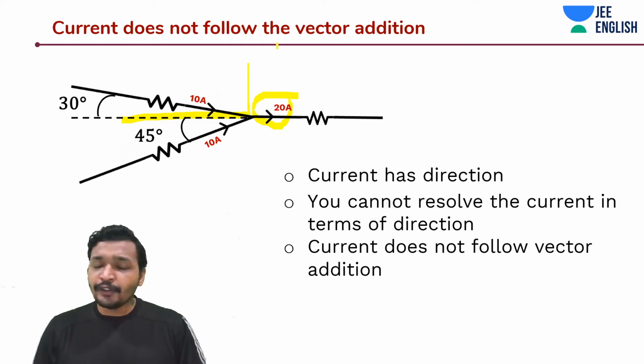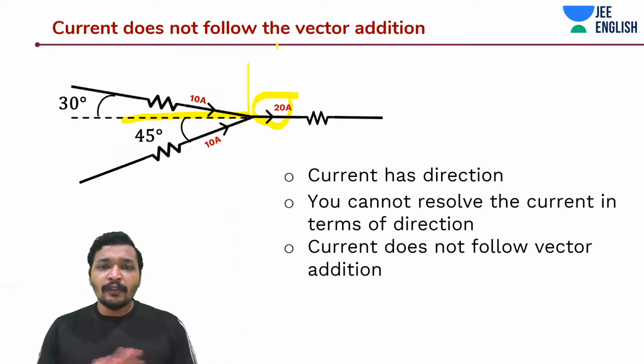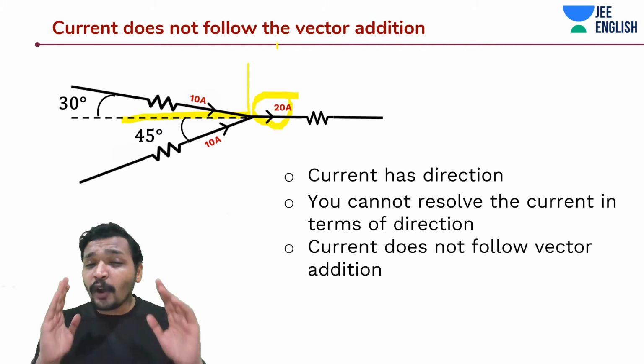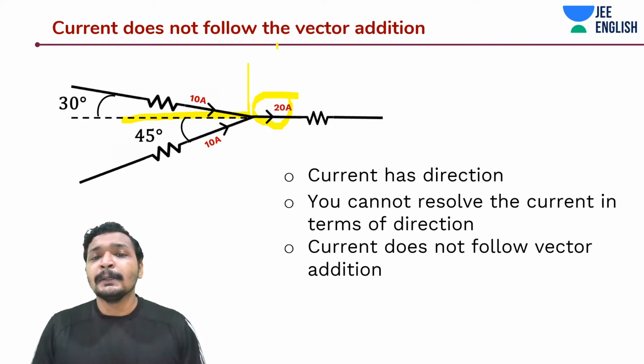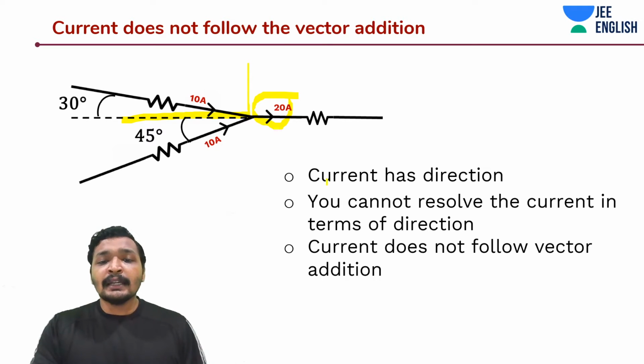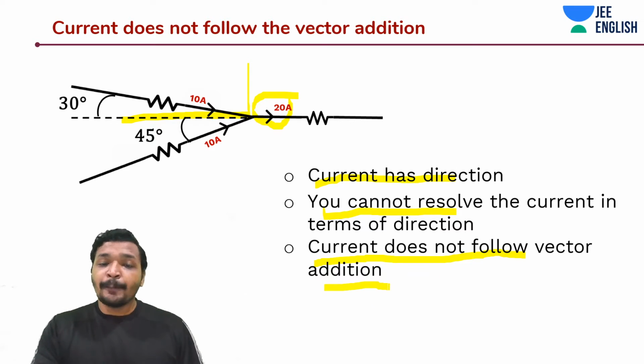Okay, guys, you should not resolve the current. Current is not a vector. In fact, it's a dot product of two vector quantities. It's a dot product of two vector quantities, guys. Okay, guys. So current, though it has a direction, cannot be resolved into vector components. And current cannot be resolved means current does not follow the law of vector addition. This point must be clear to you.